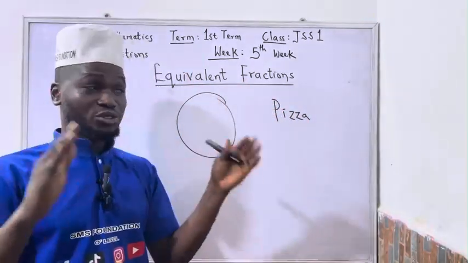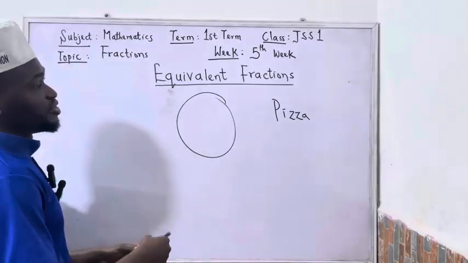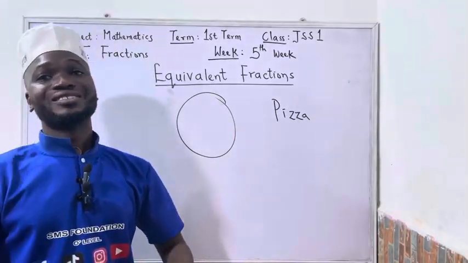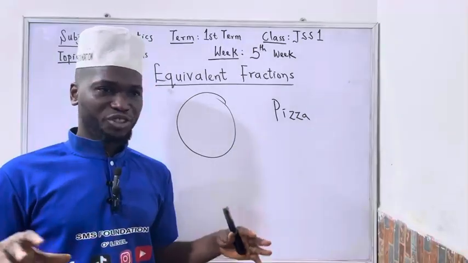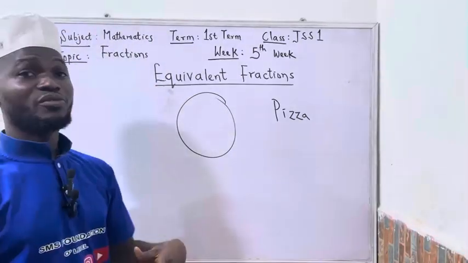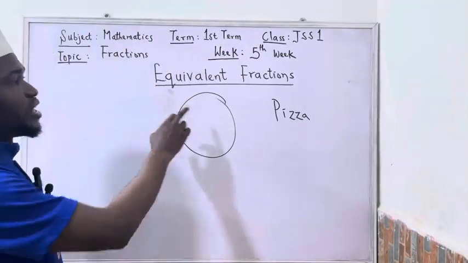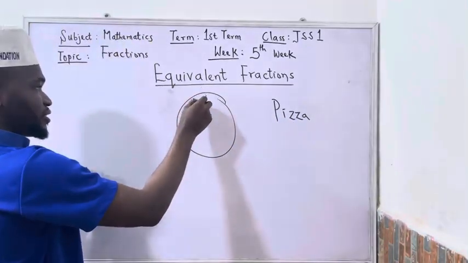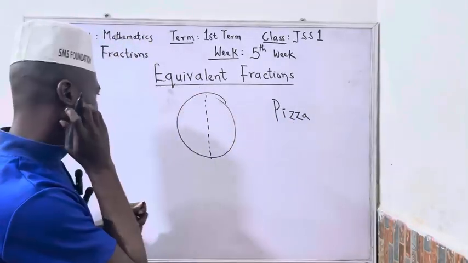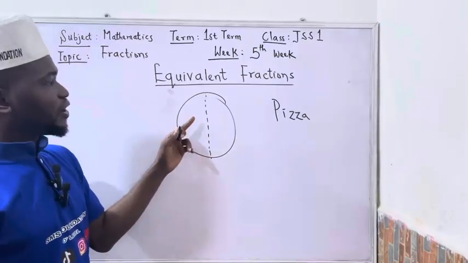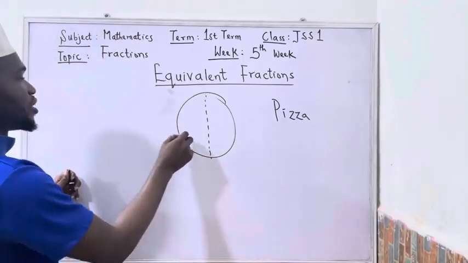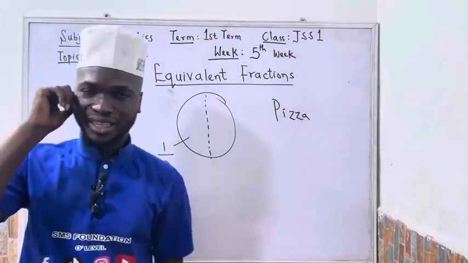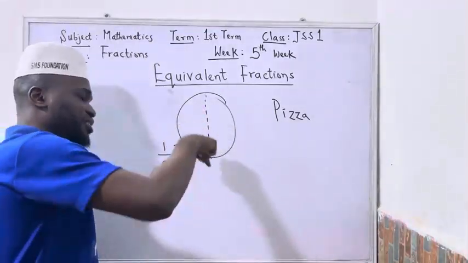Okay, so pizza. Now, if you have a pizza and you divide it, pizza always has different sectors. Sometimes they will divide it into 4, sometimes into 6. It depends on the division. Sometimes they just divide it into 2. So let's say you have a pizza that is divided into 2, like this. If you eat 1 out of these 2, that means you have eaten 1 over 2, which is half of the pizza.